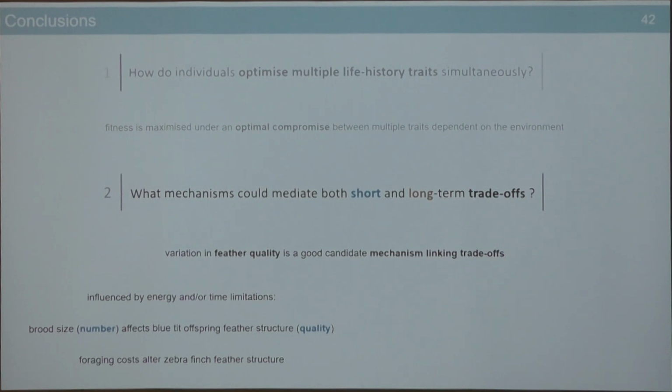So we saw that brood size has some effect on offspring feather quality, and foraging costs also have some effect on zebra finch feather structure. And then, seeing whether feather quality impacts functions essential for survival, we looked at insulation and found that barbule density is linked to insulation in zebra finches, but the direct links between feather quality and survival still remain unclear.